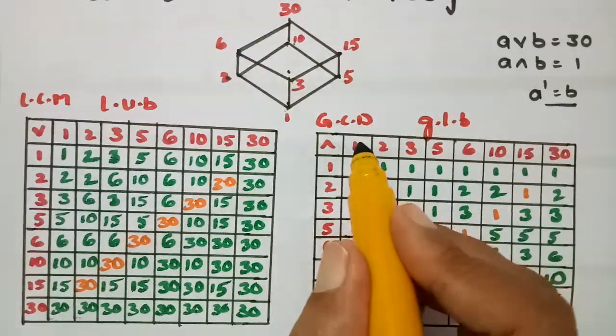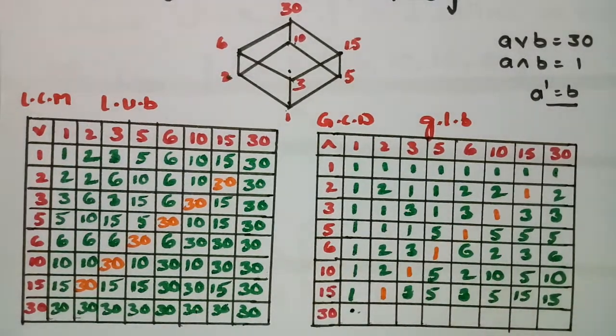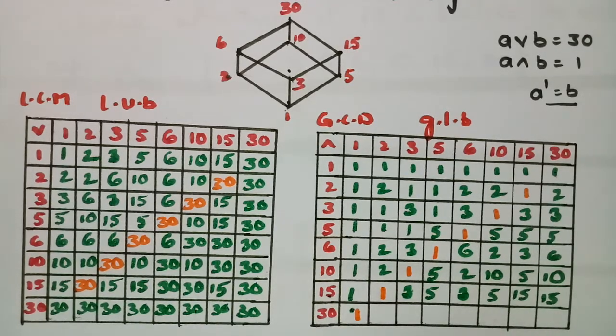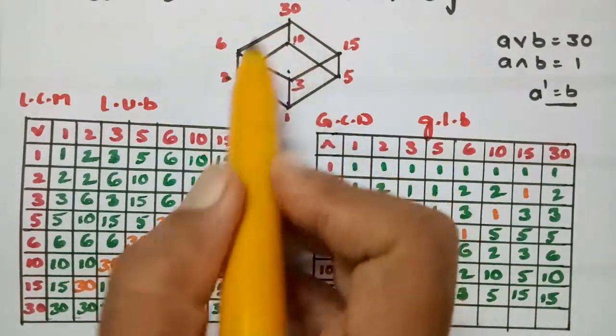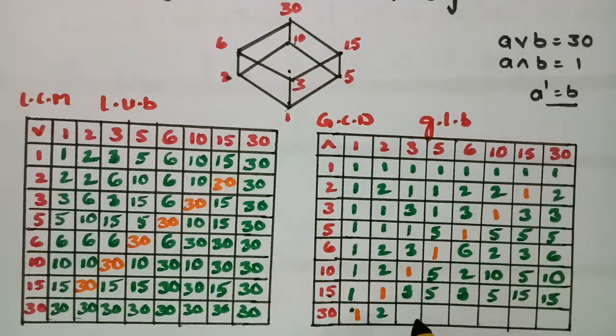And among 30 and 1, 1 is the least element. Among 30 and 2, 2 is the least element. Among 30 and 3, 3 is the least element.